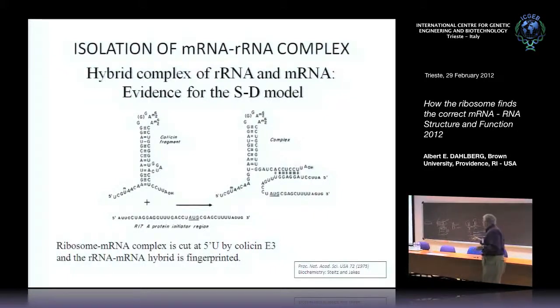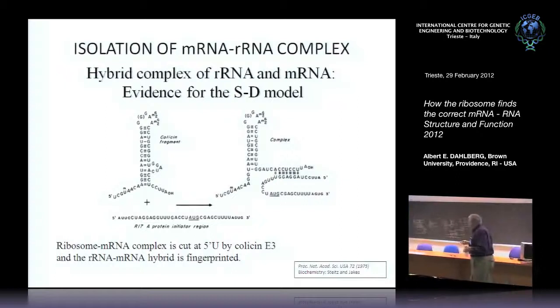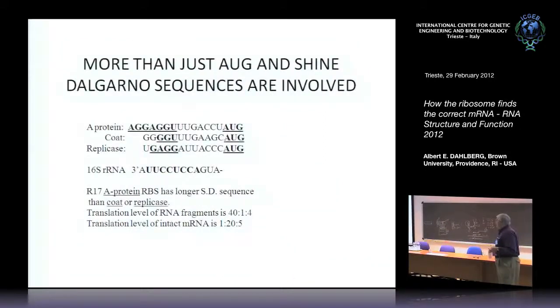And then what Joan did, and I think it was Karen Jakes, they then purified this and they sequenced and they showed indeed there was base pairing, and so the Shine-Dalgarno model was now accepted. But the question really remained, was that all it was? Was it just the Shine-Dalgarno sequence that determined the affinity between a messenger RNA and the ribosome?